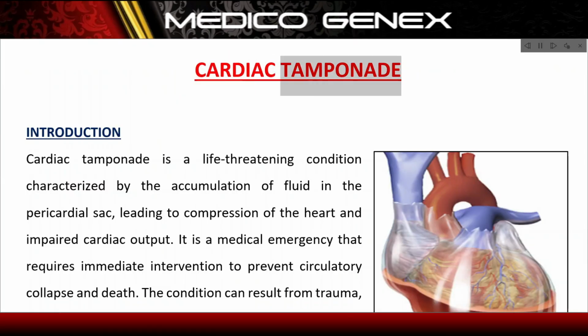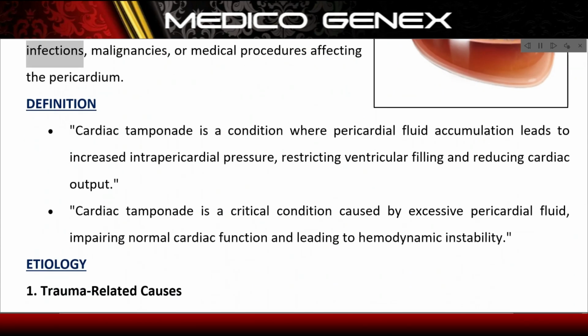Cardiac tamponade. Introduction. Cardiac tamponade is a life-threatening condition characterized by the accumulation of fluid in the pericardial sac, leading to compression of the heart and impaired cardiac output. It is a medical emergency that requires immediate intervention to prevent circulatory collapse and death. The condition can result from trauma, infections, malignancies, or medical procedures affecting the pericardium.